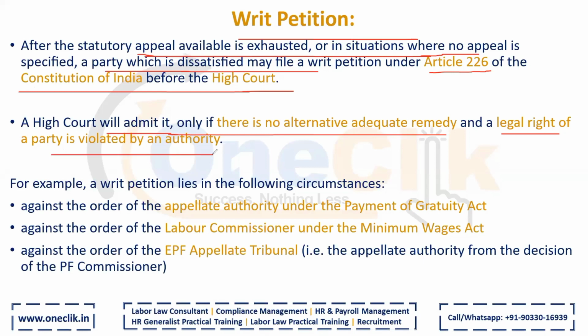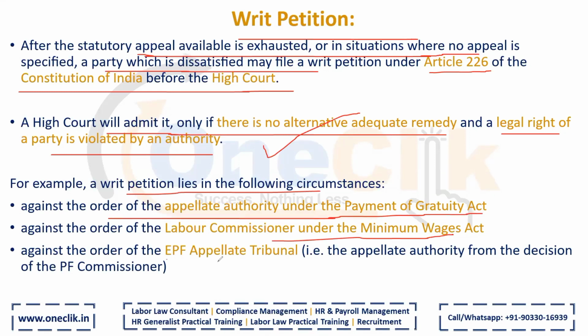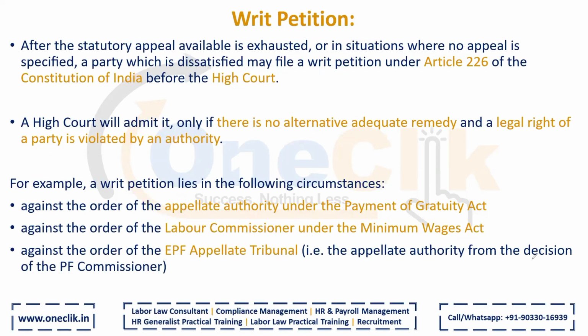You have referred to the labor commissioner, you went to the labor court, you went to the industrial tribunal or national tribunal. What is the answer they have given? Please come with it in writing and proper documentation. Then they will hear this matter. For example, against an order under the Gratuity Act, Minimum Wages Act, EPF Tribunal, if you are not satisfied with any order, then you can file a writ petition under Article 226 at your particular state High Court. Right? That is the power of every employee.